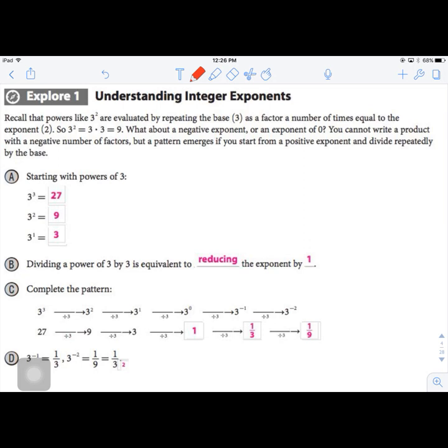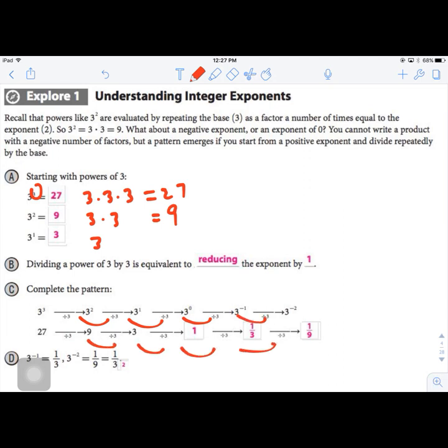Anything raised to the third power, like 3 to the third, is equivalent to 3 times 3 times 3, and that's how we get 27. 3 squared is 3 times 3, which is 9, and 3 to the first power is just 3. Notice that when the powers get reduced, it's equivalent to dividing by 3. So you're losing a factor of 3, and it's equivalent to reducing the exponent. If we complete this pattern and keep dividing by 3, we will end up with a negative power.